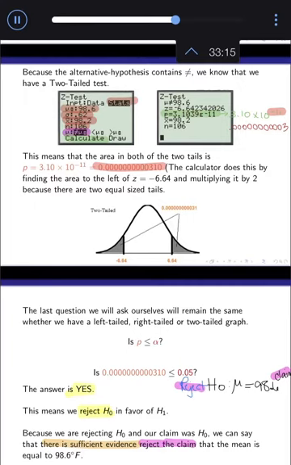So there's our fancy answer, that we actually have enough evidence this time to actually do something. What are we going to do to the claim? We're going to reject it. Now let's redo the exact same problem using rejection regions.